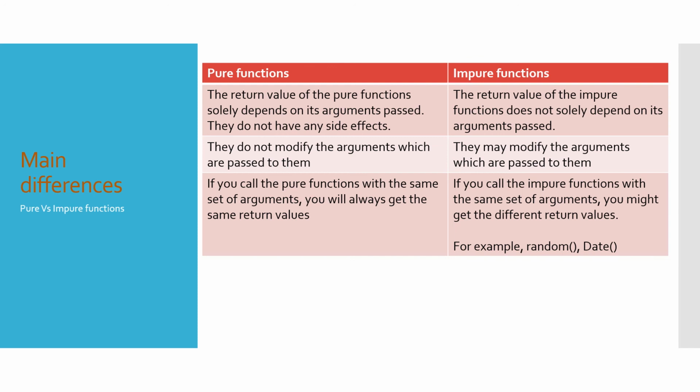And third one, if you call the pure function with the same set of arguments, you will always get the same return values. If you call impure functions with the same set of arguments, you might get different return values. And the common ones are random. Some functions include random, date. Date constantly changes. These are quite commonly used on the programming side in even Python as well.